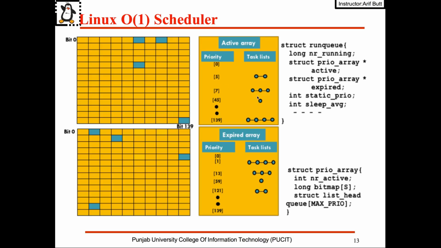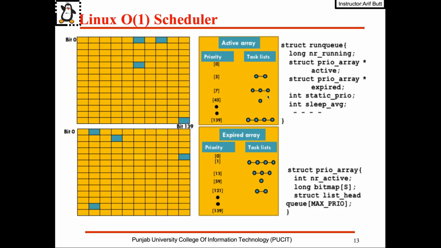Well, over here, when the time quantum of an executing process in the active array expires, its dynamic priority is calculated as a function of its static priority and its interactivity. And based on this dynamic priority, its next time quantum is also computed, and it is moved to an appropriate queue in the expired array.